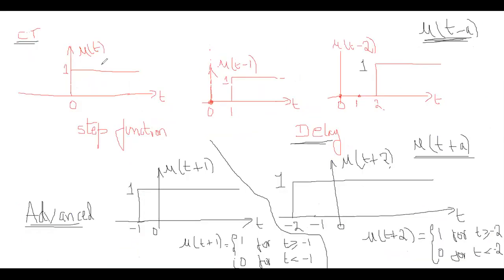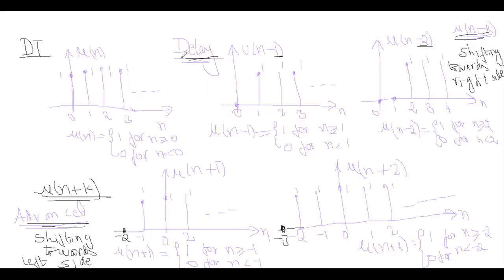Now we got this idea how we can draw the graphical representation for the step function, the advanced function and the delay function, how it looks with the shifting of one sample, two samples, and three samples in both the continuous time function and discrete time function. Now again, let us go to the next one.